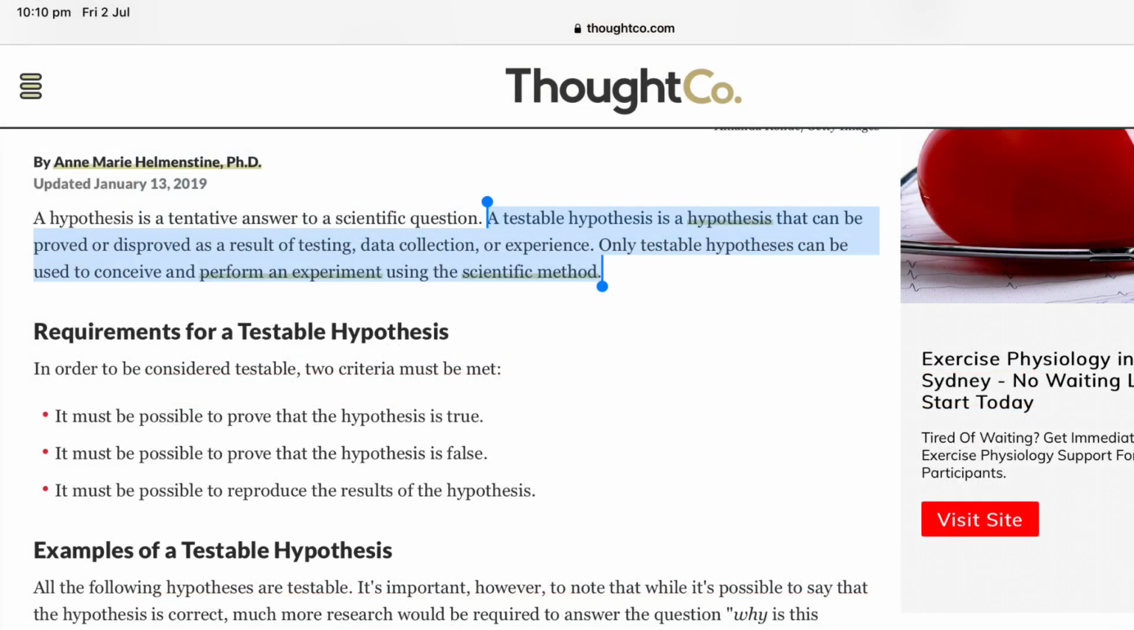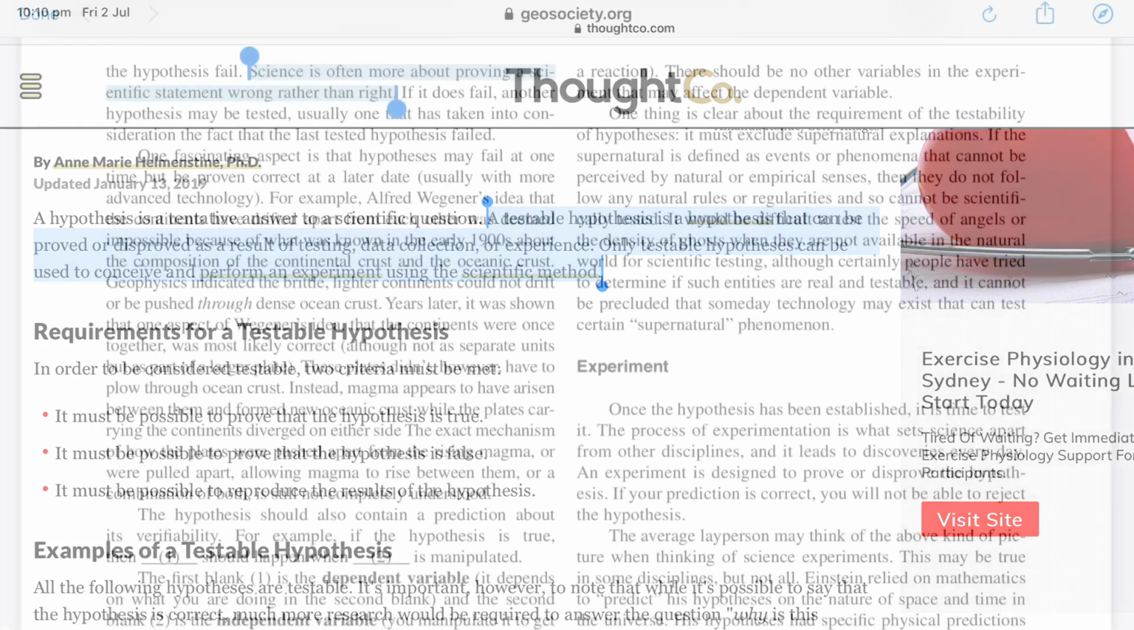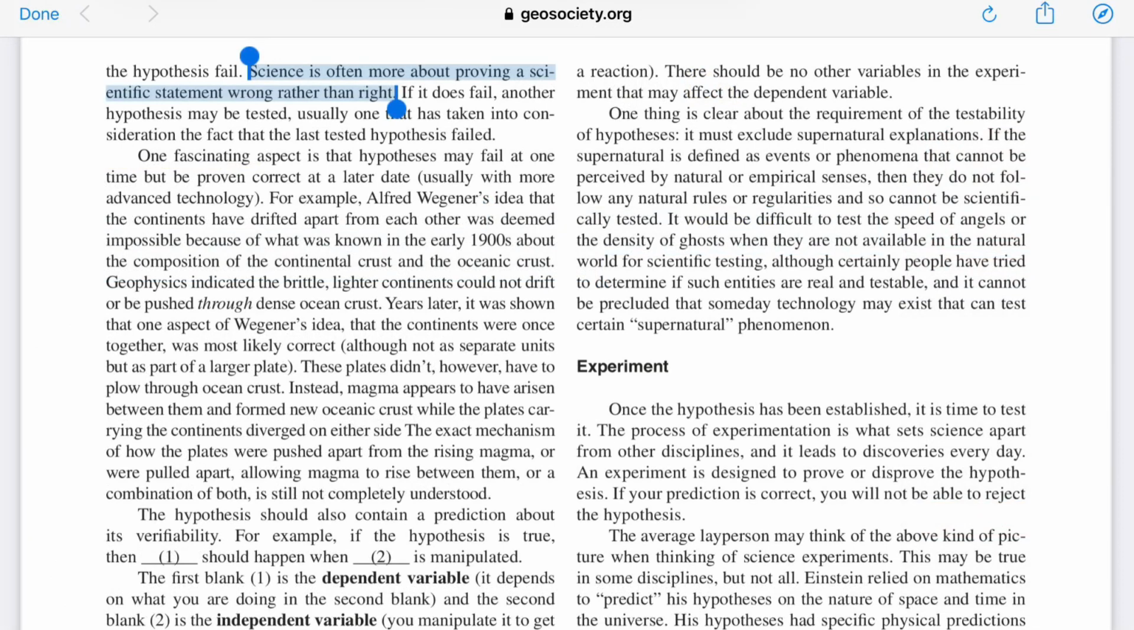From ThoughtCo, a testable hypothesis is a hypothesis that can be proved or disproved as a result of testing, data collection, or experience. Only testable hypotheses can be used to conceive and perform an experiment using the scientific method. From Jazz Society, science is often more about proving a scientific statement wrong rather than right.